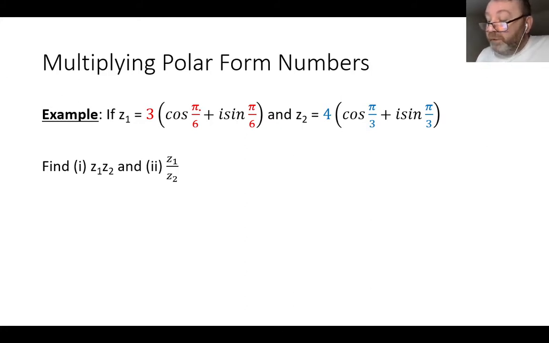Now the first thing I notice here is again pi. We don't use pi, we turn them into degrees. So I'm going to put these down as 3 times the cosine of 180 divided by 6, 30 degrees, plus i times the sine of 30 degrees if you wish. Okay, and then over here 4 times the cosine of pi over 3, that's 60 degrees, plus i times the sine of 60 degrees.